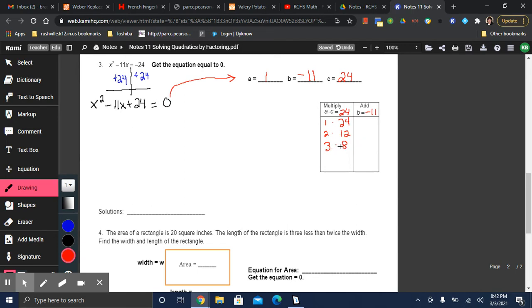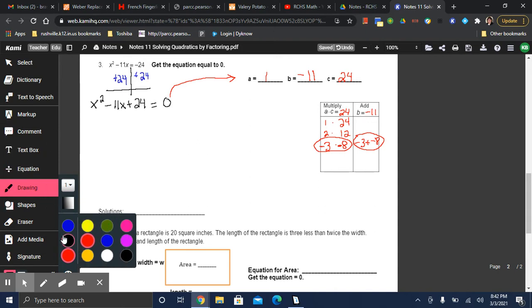So 3 times 8 is positive 24. But I need for it to be negative 11 when I add. So if my signs stay the same as each other, so negative 3 times negative 8, I still get 24. But when I add negative 3 and negative 8, I get negative 11. And so this is my pair that will multiply to 24 and add to negative 11.